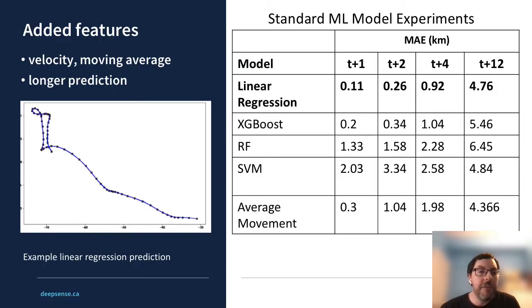So what did we do? We added other features. We added in velocity, we added in a moving average, and then we got really good results. You can see this linear regression plot for one drifter predicted the track very well.